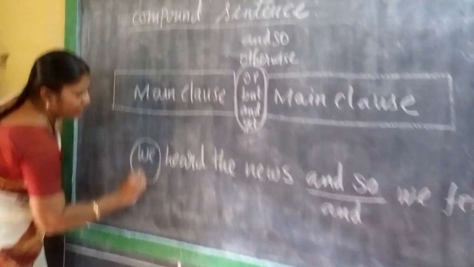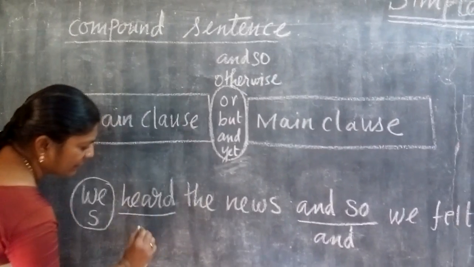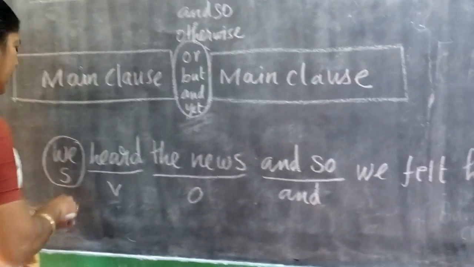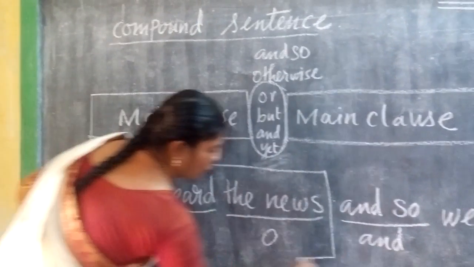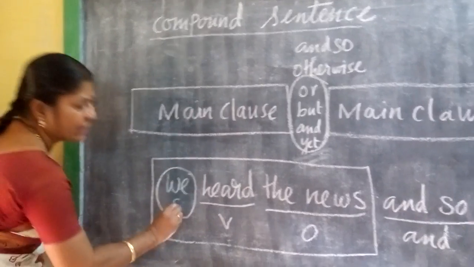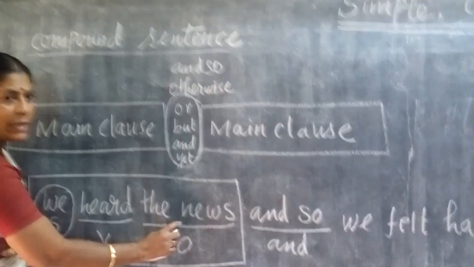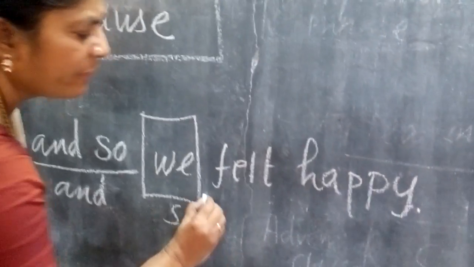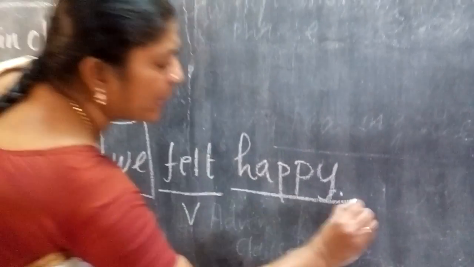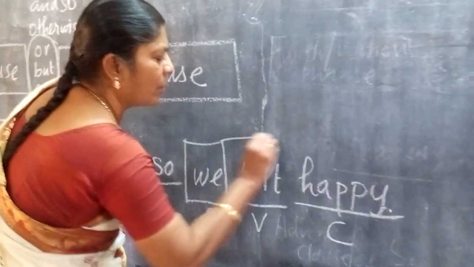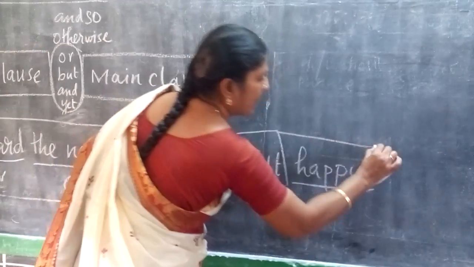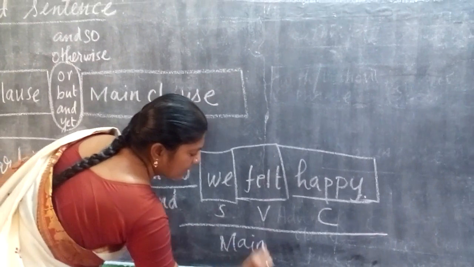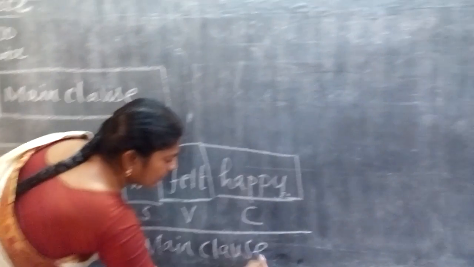We is a subject. Heard is a verb. The news is an object. So it is called a main class: subject, verb with object. Here we is a subject, felt is a verb, happy is a complement. This is another main class.